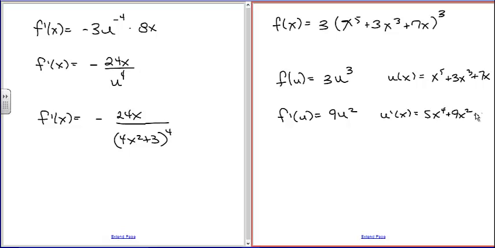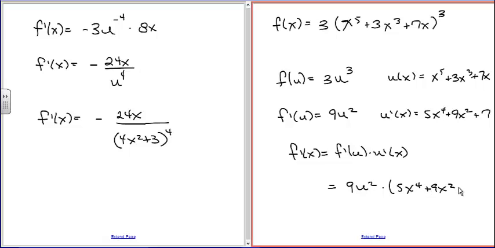squared plus 7. So the chain rule says that f prime of x equals f prime of u times u prime of x. So now we substitute in what we had from the previous step. Make sure you put in the parentheses. Now we can plug back in for u, so we get this whole thing in terms of x.